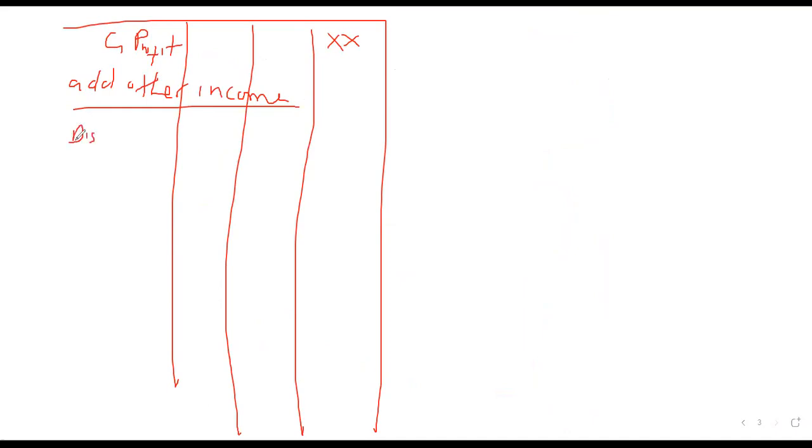Discount received, or gains, can be added there. If there's a discount received, you can add it there. If there's a reduction in bad debts, you can add it there. If there's any rent receivable, you can add it there to get our total gross profit.